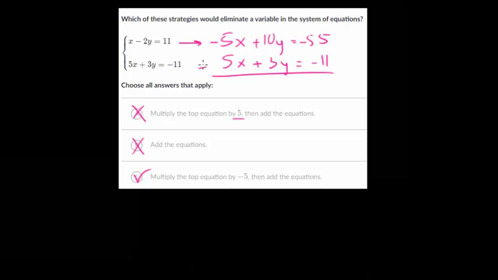And now if we add, notice that the coefficients on x are the opposite. And so when we add, we end up with 0x. And we get 10y plus 3y, which would be 13y. And -55 plus -11 would be -66. And this is solvable, since we have an equation with just the variable y, and we could, in theory, just divide by 13 to figure out what y is equal to. So choice C here would be the correct answer.